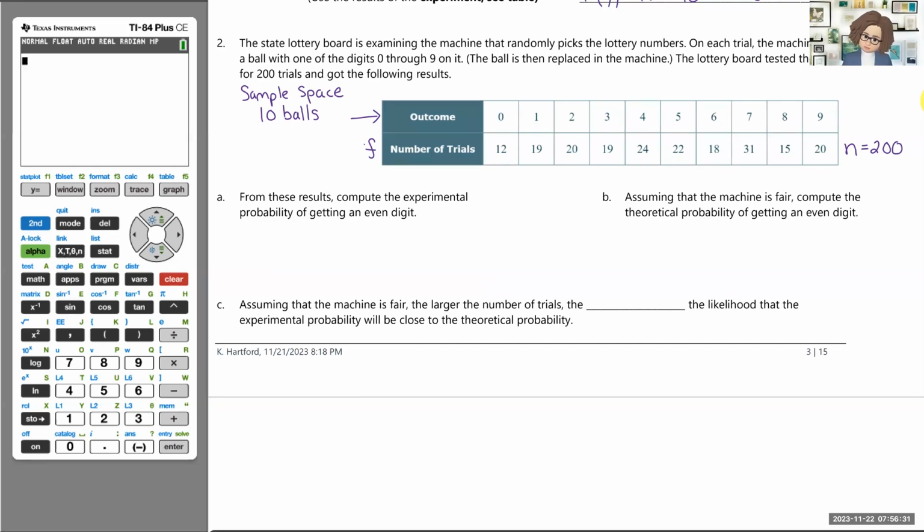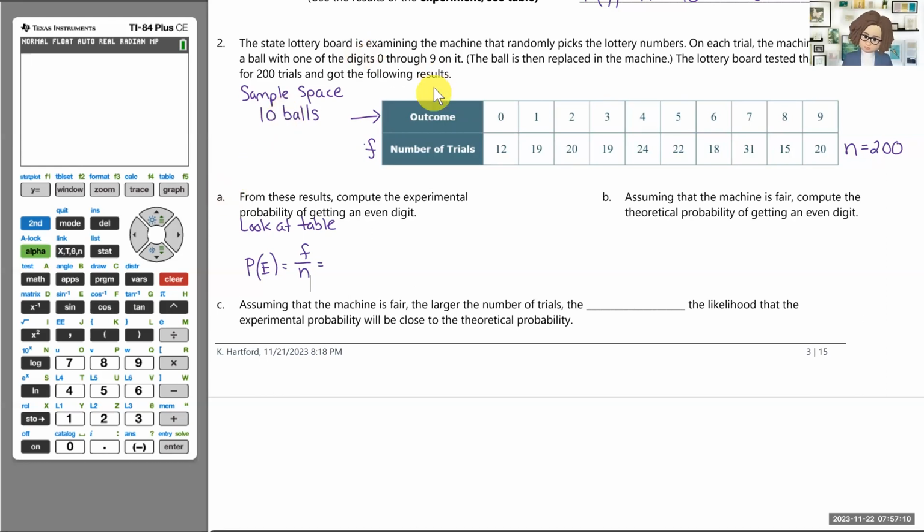And then let's look at the actual question here. So A, from the results, compute. So we're going to start with experimental probability. So compute the experimental probability of getting an even digit. All right, so for experimental probability, we're going to look at our table. Those are the results of the experiment, and we want to know the probability of getting an even digit. And I'll just do E for even. All right, experimental probability is F over N.